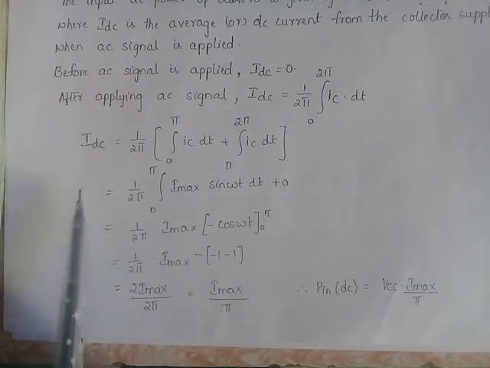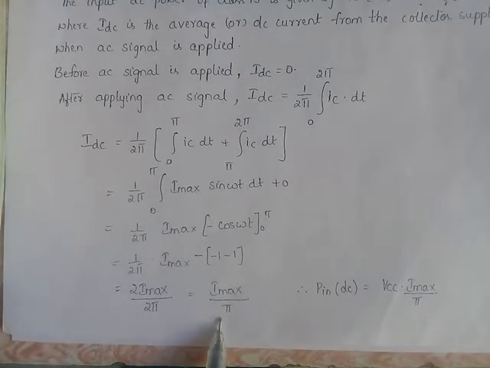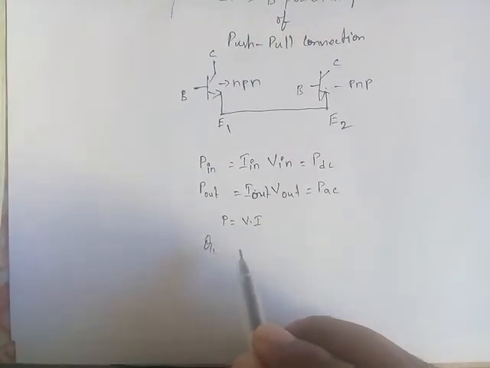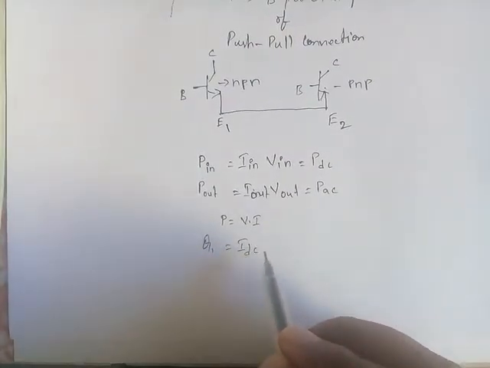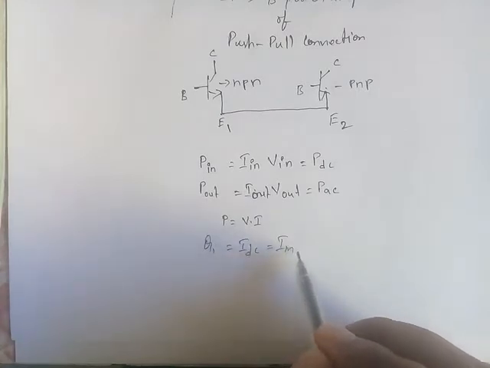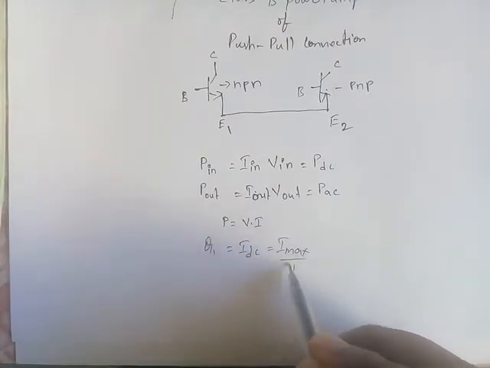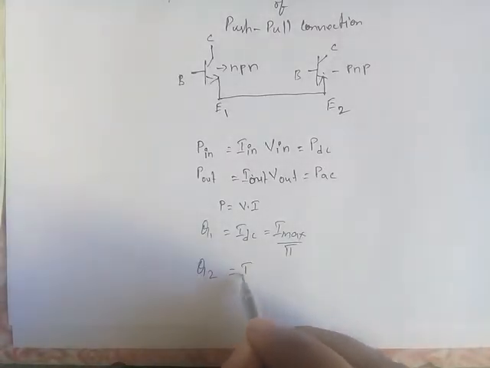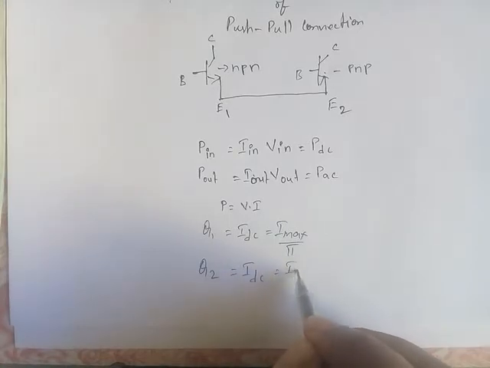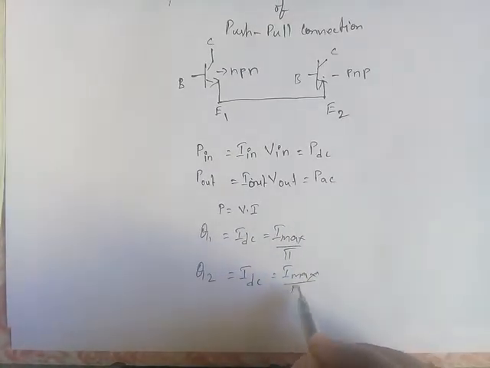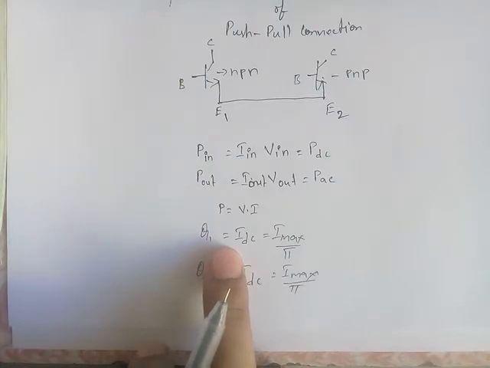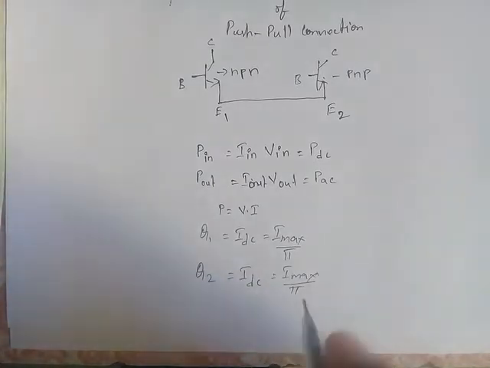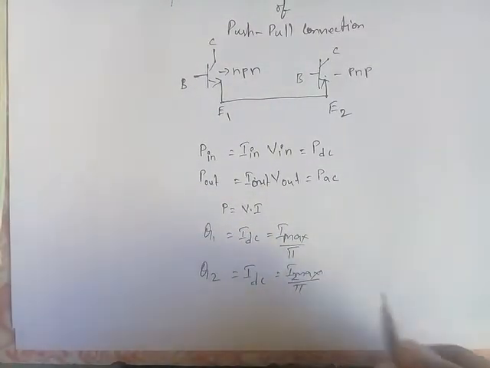So PDC at the input side, for only one transistor we have calculated. How much did we get? IDC is equal to I max by pi, for only the Q1 transistor. But we are taking the Q2 transistor also. So for the Q2 transistor, I will get IDC equal to I max by pi. If we take the Q1 transistor we get I max by pi, and the same for the Q2 transistor, I max by pi. This is I1 and this will become I2.